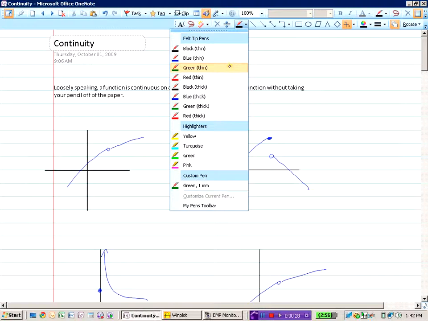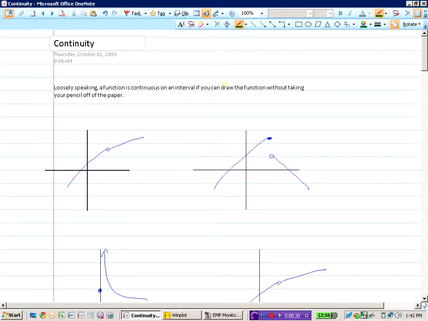Looking at that first function, could I draw that whole thing without taking my pencil off the paper? This first graph here. What does this little circle here mean? It means there's no point there. So if I were to actually draw this, I would have to come along here, then take my pen off the paper and put it back on and continue drawing. So is this function continuous everywhere here? No, right here we've got a problem. There's a hole in the graph there. It's not continuous.